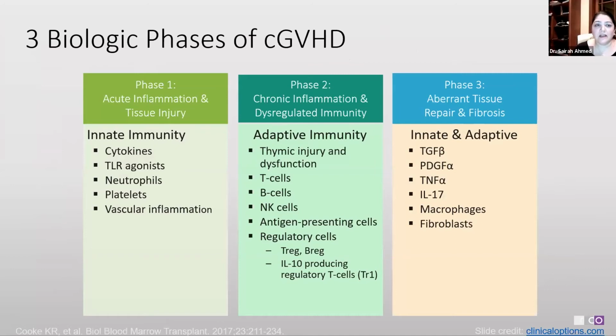Moving to chronic GVHD, this is an extremely complex biologic phenomenon with multiple phases. So you have your acute inflammation and tissue injury, which has a cytokine storm associated with it, with vascular inflammation. And this is primed in the time period where you have the evolution of acute GVHD. And then this, for some patients, will move on to a chronic inflammation. So not every patient who has acute GVHD will progress to chronic GVHD, but those that do have thymic injury and dysfunction and have a deranged kind of panel of regulatory cells. And eventually there is a phase 3 where you have aberrant tissue repair and fibrosis. And that's where you see TNF alpha and IL-17, as well as an abundance of macrophages and fibroblasts.